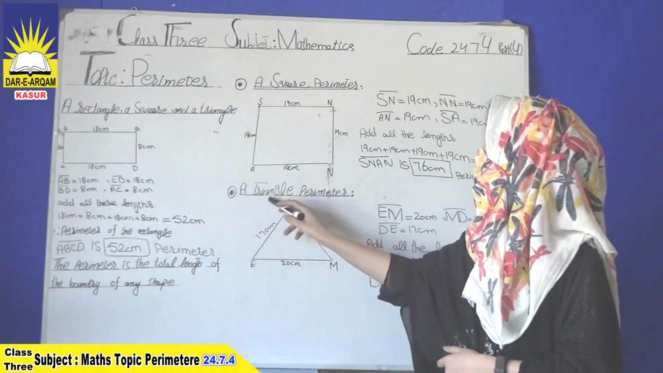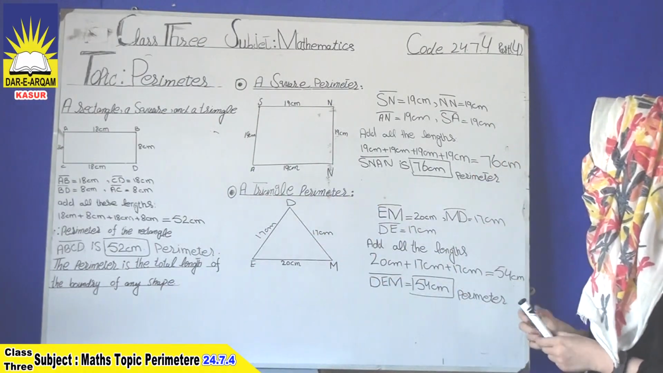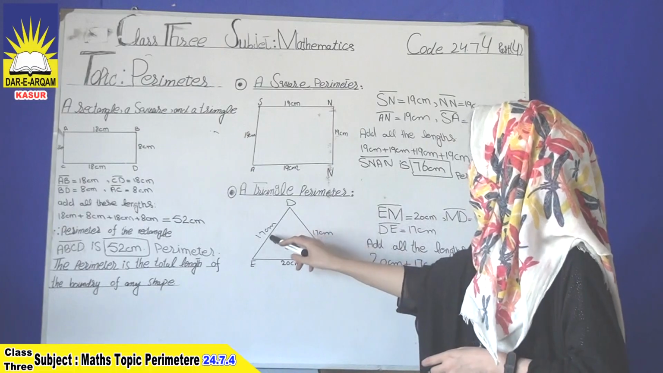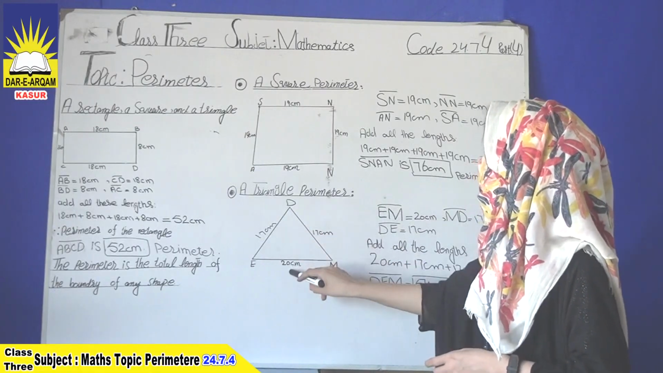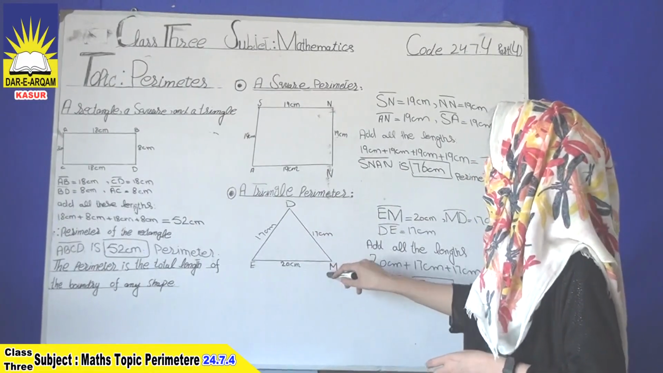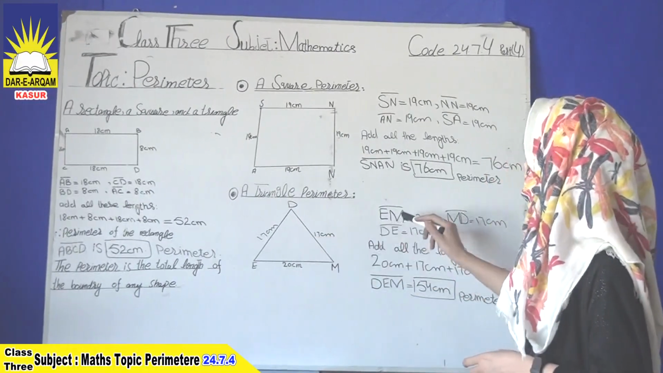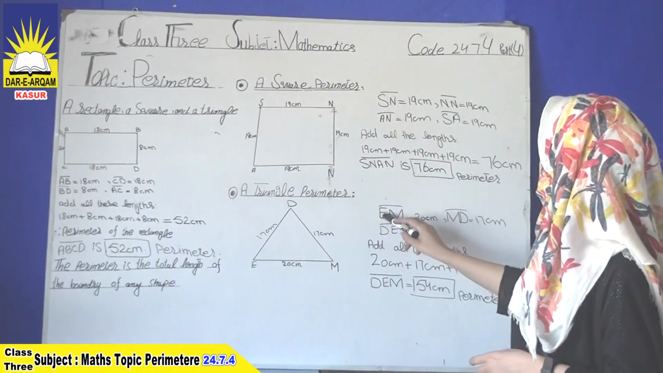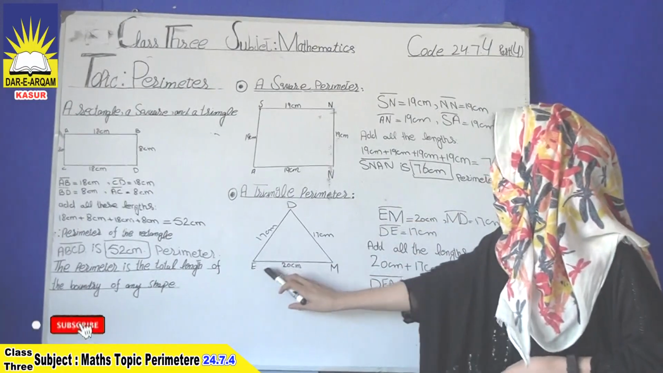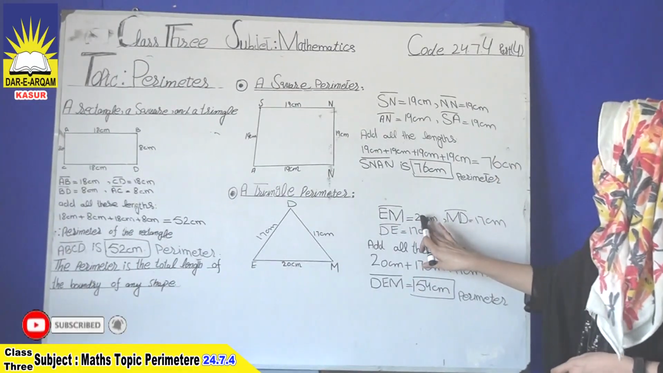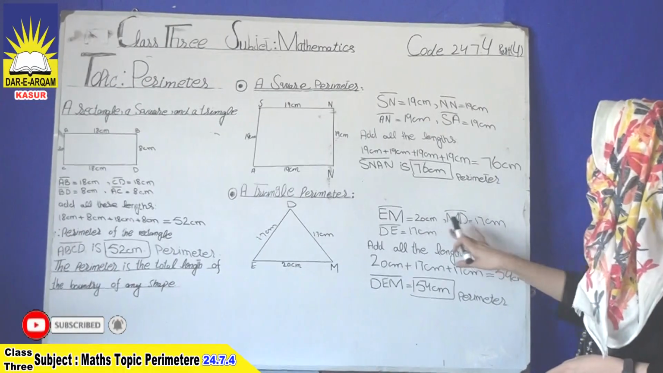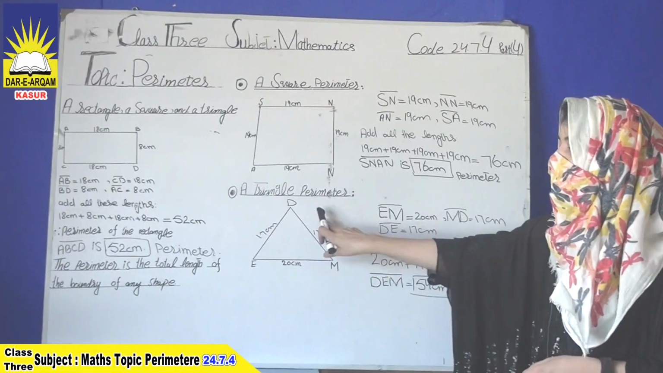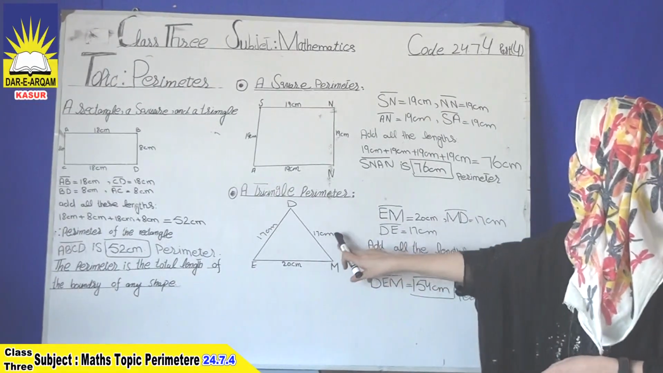So next we have the perimeter of a triangle. In this triangle, these two sides are equal and this side is different from these two. So EM equals 20 centimeters, EM equals 20 centimeters and MD is equal to 17 centimeters. Measure this line with the scale.